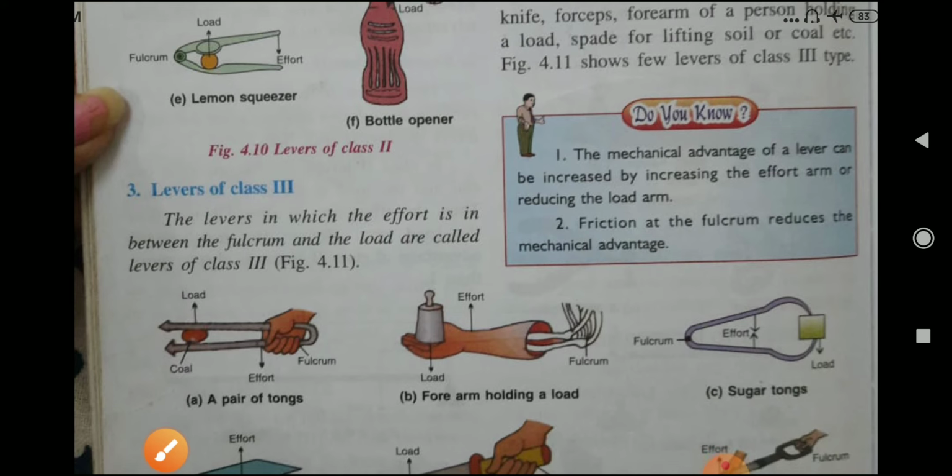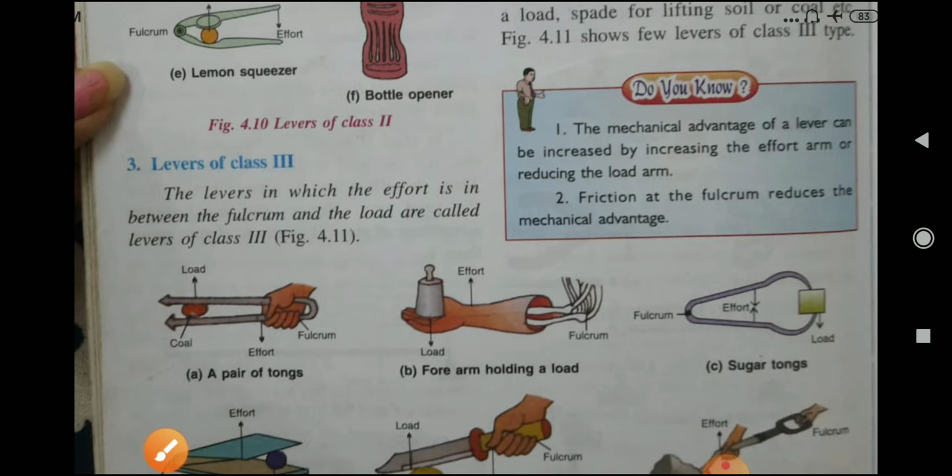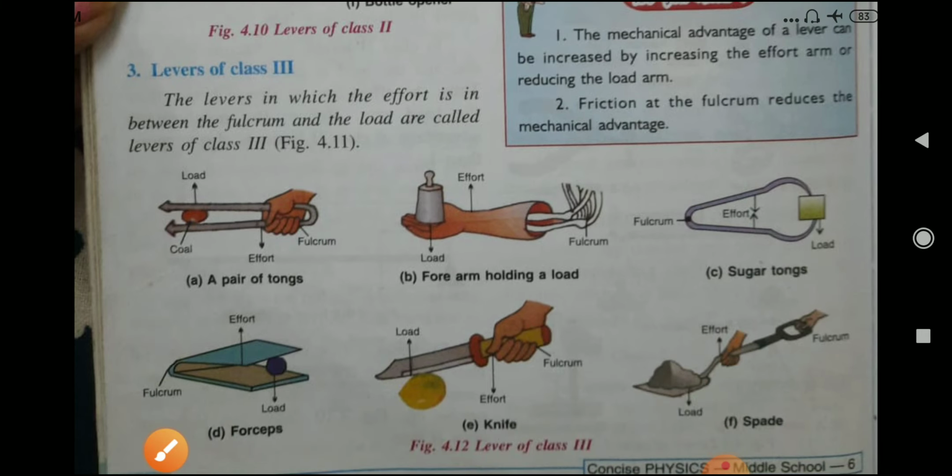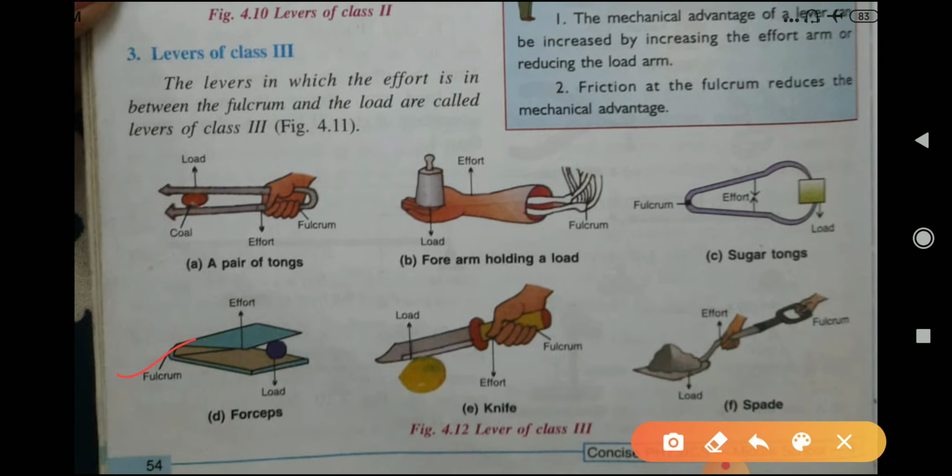Now class 3 lever. The lever in which the effort is in between the fulcrum and the load is called a lever of class 3. Here you can see in this picture, this is the fulcrum, here it is load and effort. Pair of tongs, these are the examples. A forearm holding a load, sugar tongs. In all these cases you can see the fulcrum is at one end, load is at the other end, and effort is in between the fulcrum and the load. Here also load, this is effort and this is fulcrum. So effort is in between the fulcrum and the load in class 3 levers.